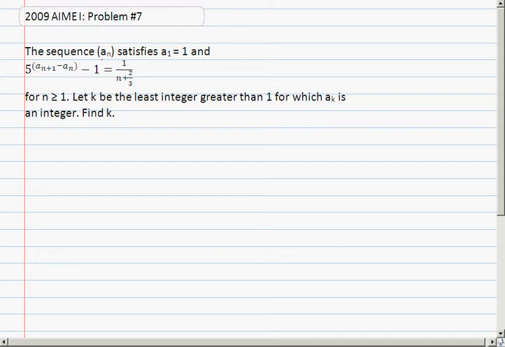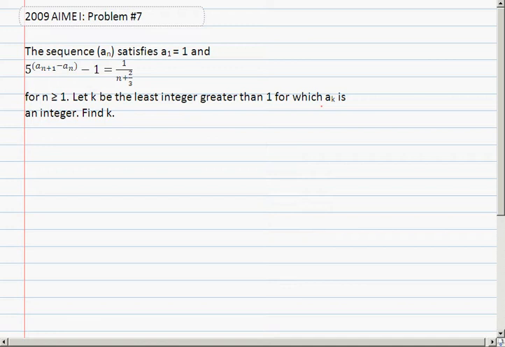The sequence a sub n satisfies a sub 1 equal to 1, and 5 to the power of the quantity a sub n plus 1 minus a sub n equals 1 over n plus 2/3 for n greater than or equal to 1. Let k be the least integer greater than 1 for which a sub k is an integer. Find k.